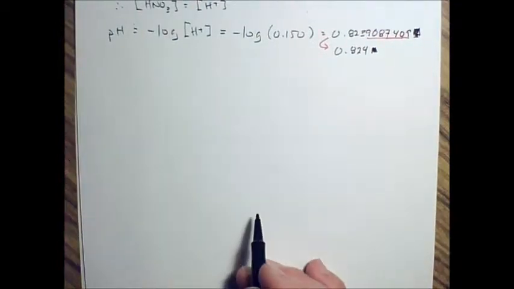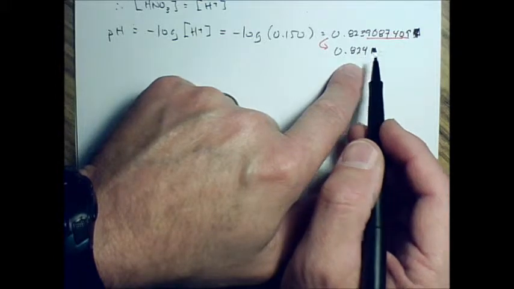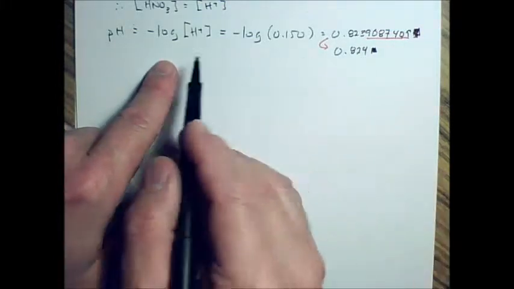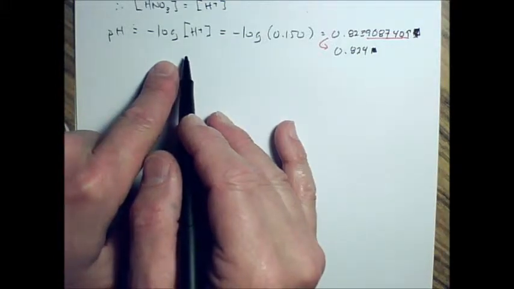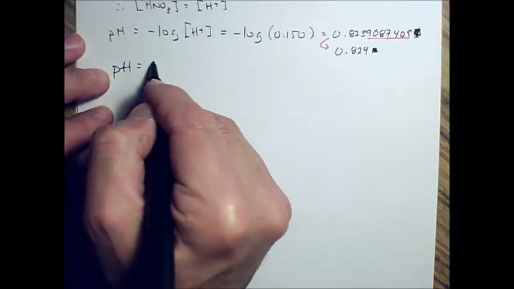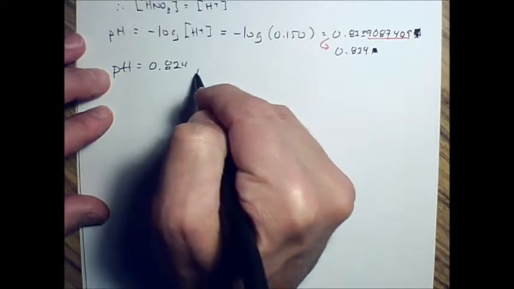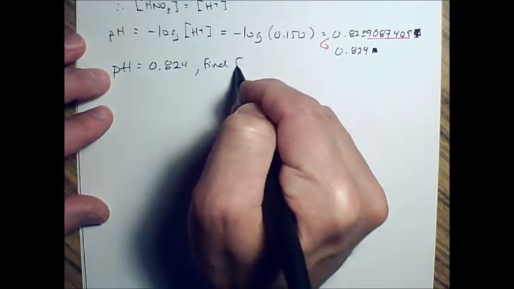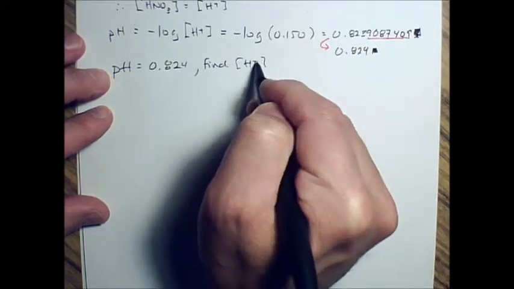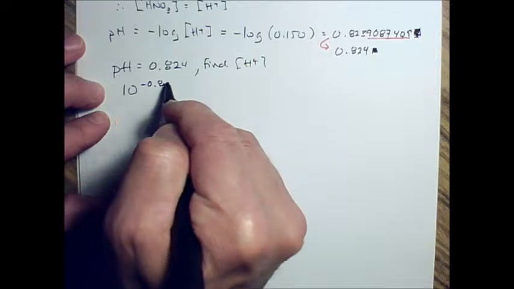All right. Now let's take that and put it as an exponent on 10 and see if we get the same number we started with, or pretty close to it. So if we have a pH that's equal to 0.824, and we want to find the hydrogen ion concentration, then we're going to take 10 and put negative 0.824 on it.